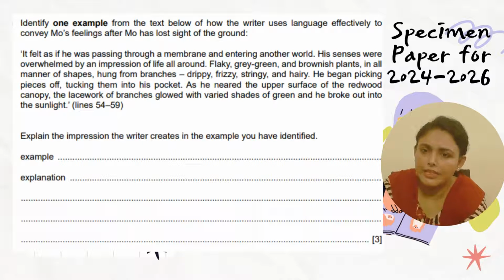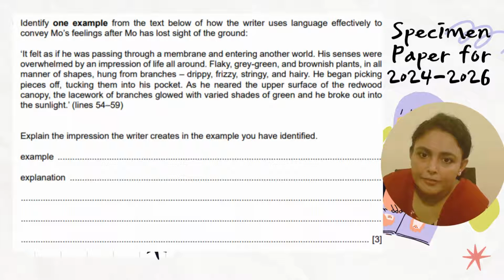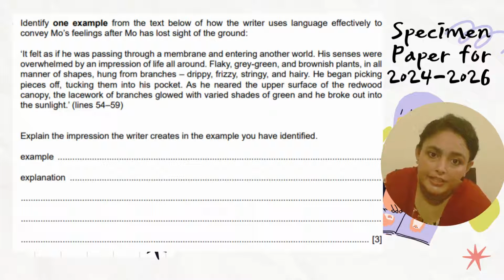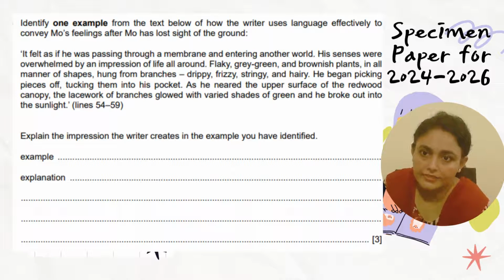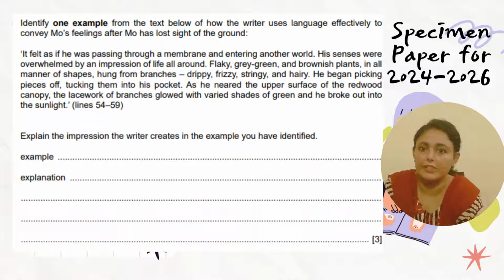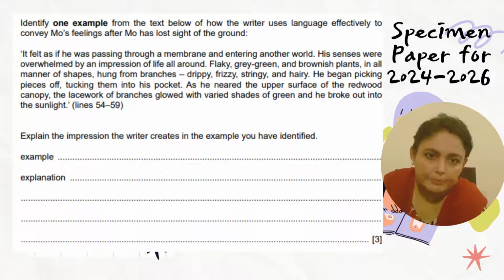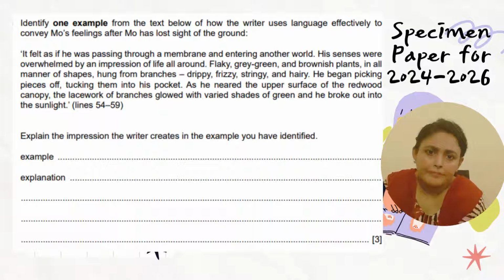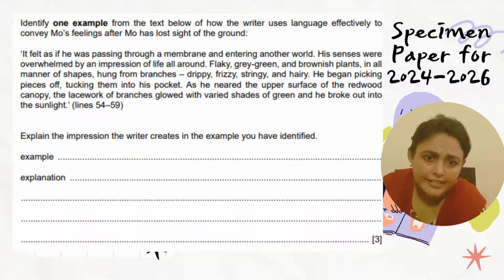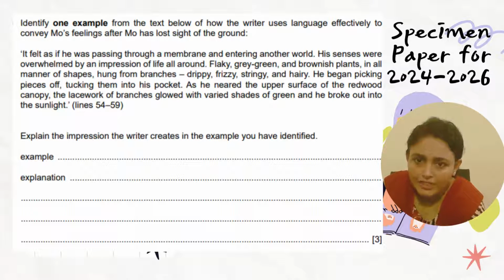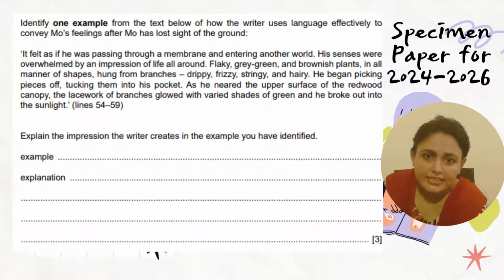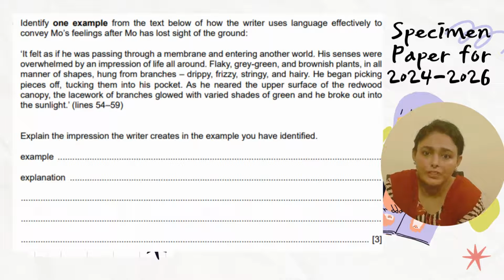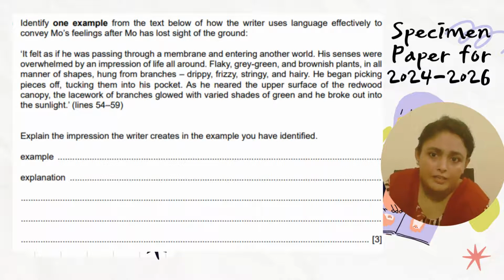The passage goes like this: it felt as if he was passing through a membrane. Notice the word membrane over here. And entering another world. His senses were overwhelmed by an impression of life around. Flaky gray, green, and brownish plants in all manners of shapes hung from the branches. Drippy, frizzy, stringy, and hairy. He began picking pieces off, tucking them into his pocket. As he neared the upper surface of the redwood canopy, the lacework of branches glowed with varied shades of green, and he broke out into the sunlight.